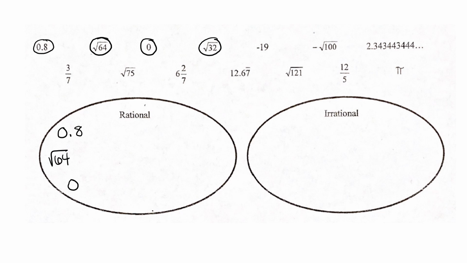The square root of 32 is irrational because we cannot solve the square root of 32. No number times itself. Negative 19 is a whole number, and so that's going to give us a rational number. Negative square root of 100 is also going to be rational. We can solve 10 times 10 to get 100.